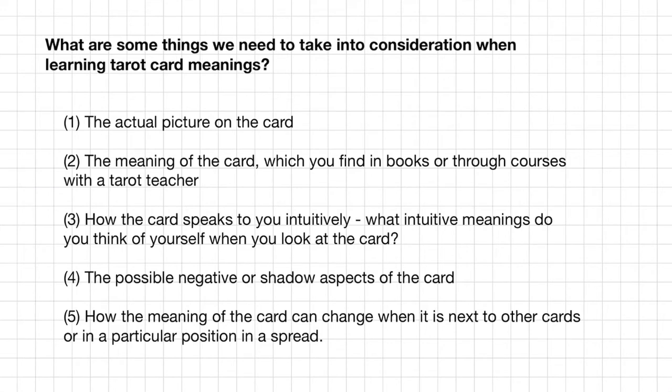The first thing to look at is, number 1, the actual picture on the card. Number 2, the second thing to consider is the meaning that you'll find in books or websites or through courses with a tarot teacher. Third is how the card speaks to you intuitively. What intuitive meanings do you think of to yourself when you look at the card? Number 4, the possible negative or shadow aspects of the card. And number 5, how the meaning of the card can change when it's next to other cards or in a particular position in a tarot spread. So what do these things mean? Let's go over each of them one by one.